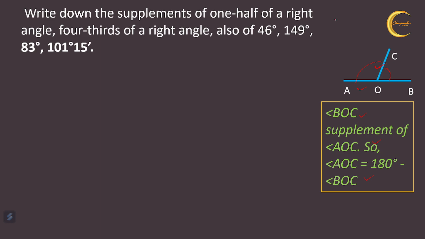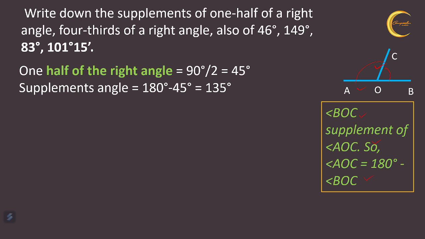Now our first problem is 1/2 of a right angle. So 1/2 of a right angle means 90 degrees divided by 2, or multiplied by half, equals 45 degrees. The supplement angle equals 180 degrees minus 45 degrees, which equals 135 degrees. It is very easy to solve this problem, but you only need to know the supplement angle.